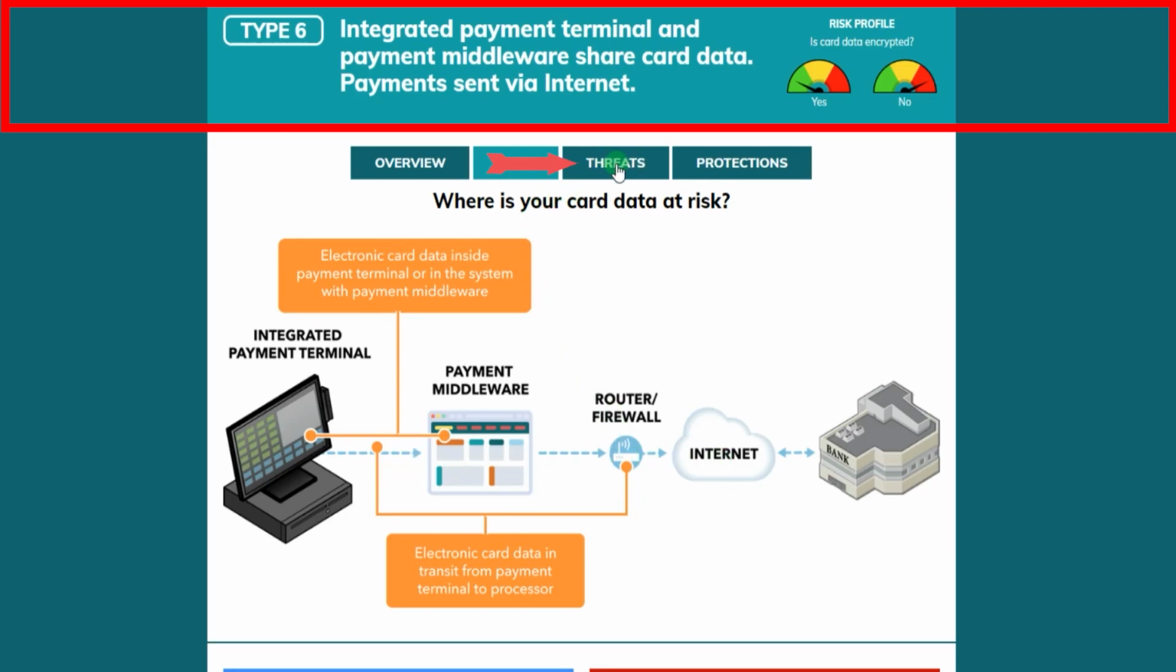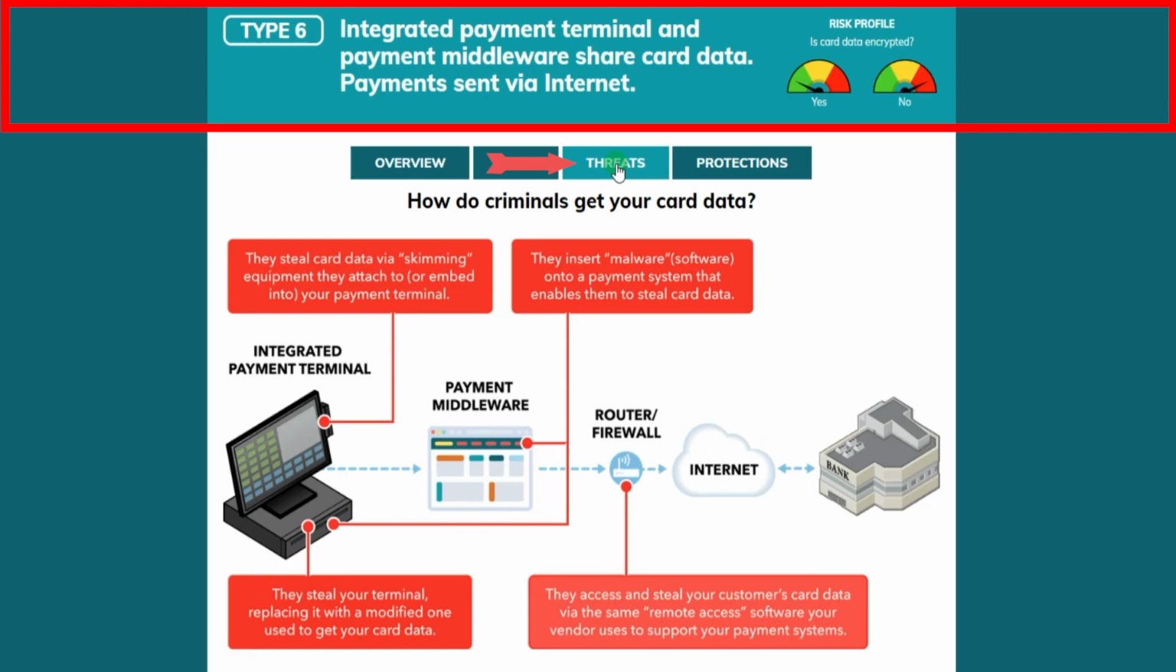Now let's look at the threat. First, we have skimming. Skimming is still a threat here. Second, they can steal your terminal, modify it, then put it back. Third, malware. We can have malware here and basically be sending card data in real time to a different location. And four, they can have access to your environment via the same remote access that you would normally allow your vendor to use, and be stealing all of that card data.